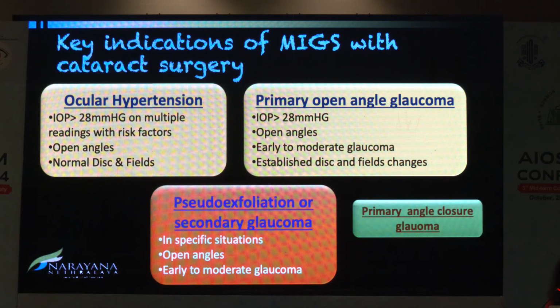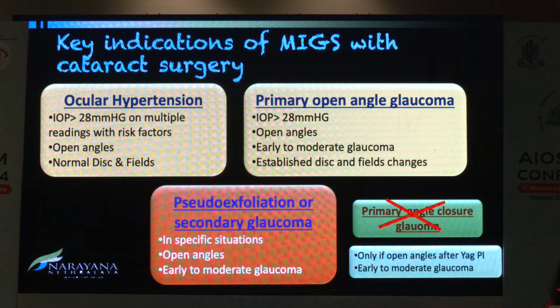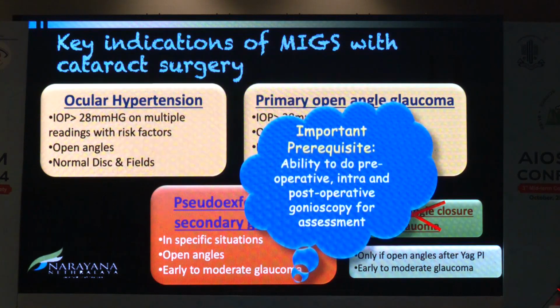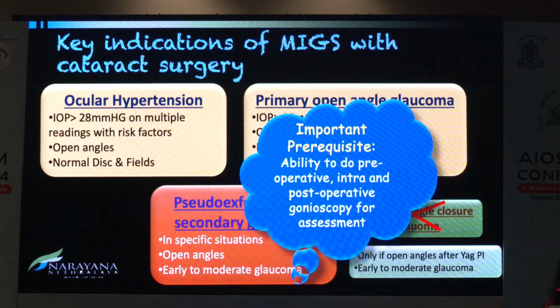There are certain situations where certain kinds of MIGS can be used in angle closure glaucoma, provided the angle is not synechially closed and it is after PI, again mild to moderate, not in severe situations. So now, an important prerequisite for anybody who does MIGS is that you should be able to do preoperative, intraoperative and postoperative gonioscopy to decide and follow your patient.